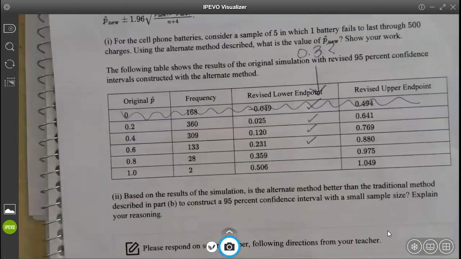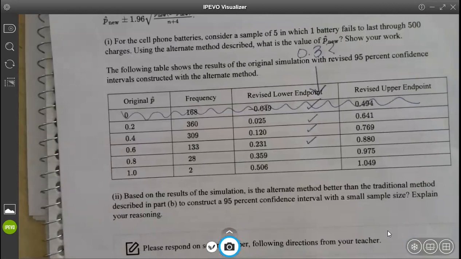Let me make sure I'm not skipping the next question. Trying to read it. Based on the results of the simulation, is the alternate method better than the traditional method described in Part B to construct a 95% confidence interval with a small sample size, and explain your reasoning?